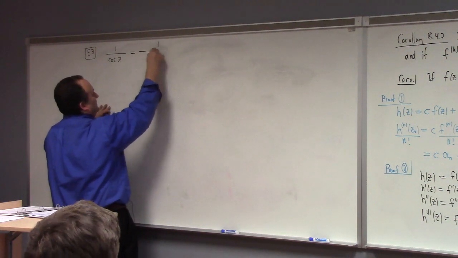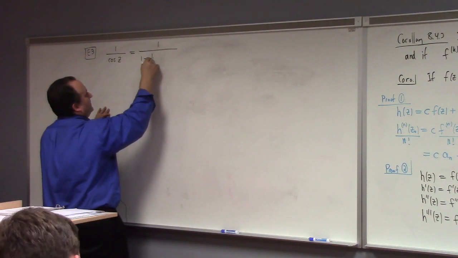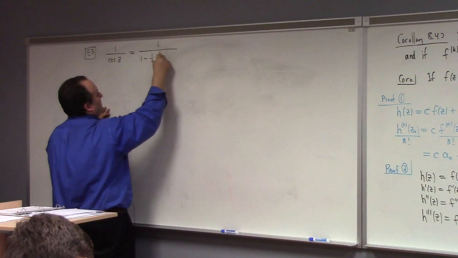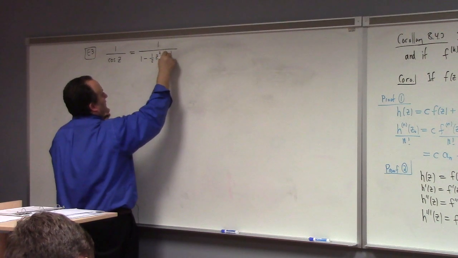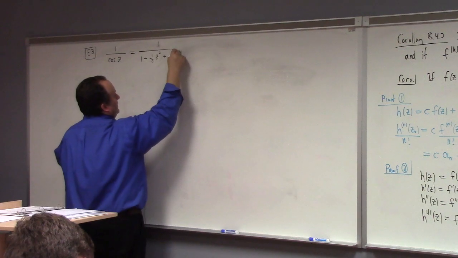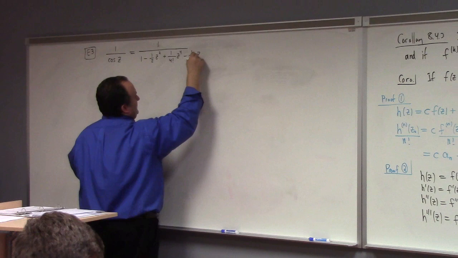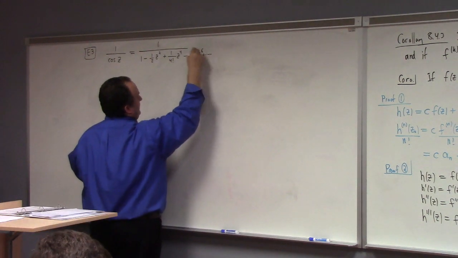We know the power series for cosine is 1 minus 1/2 z squared, plus 1 over 4 factorial z to the 4th, and so forth, minus 1 over 6 factorial z to the 6th. I don't know why I'm going so far, but anyway, there we go. Enough.